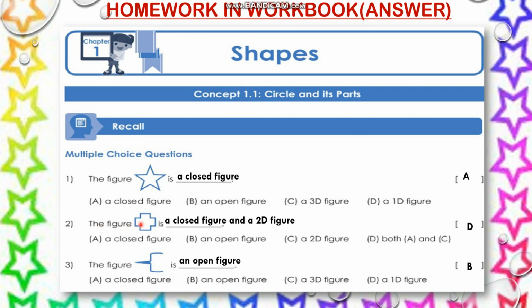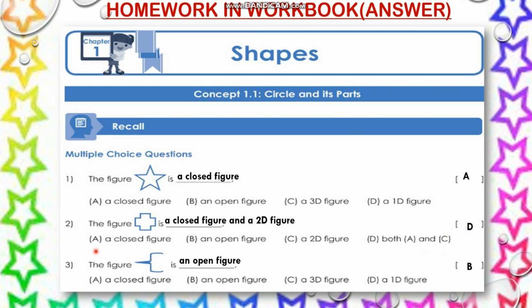Now this figure is a dash. A closed figure, an open figure, a 2D figure, both A and C. That means both a closed figure and a 2D figure. So which is the answer? The shape is closed and it's a 2D figure. We can draw this in a plane, on a paper. So the answer is a closed figure and a 2D figure. That is option D is the right answer.